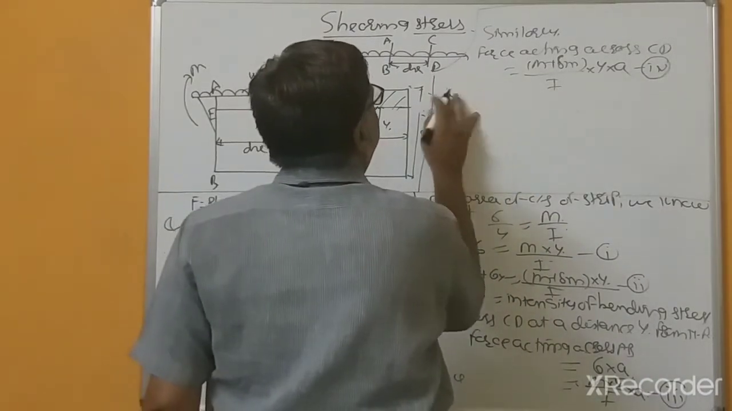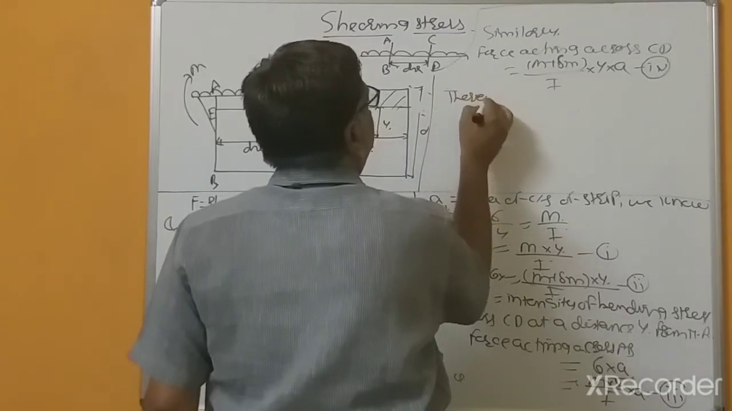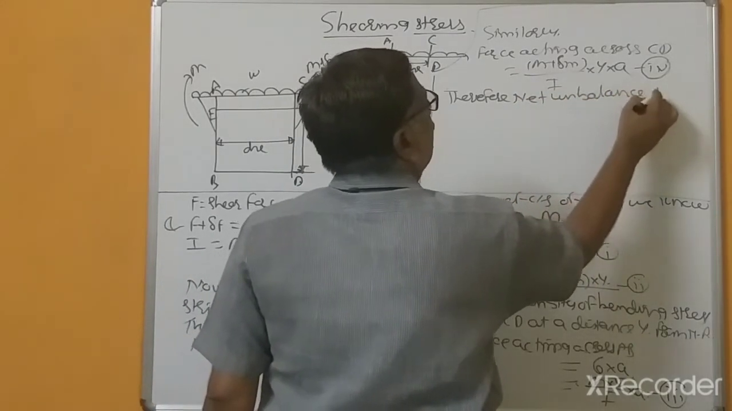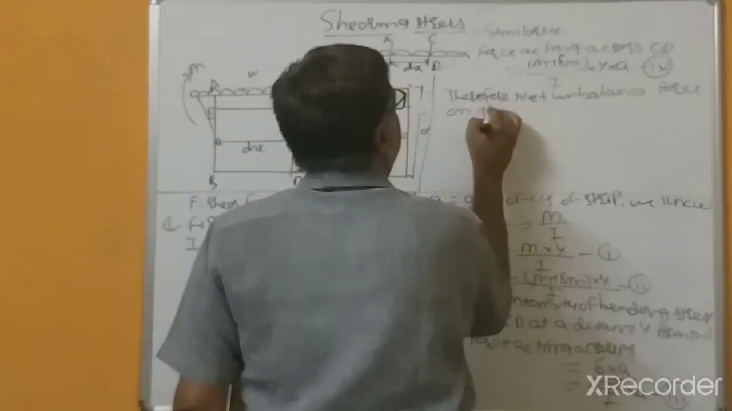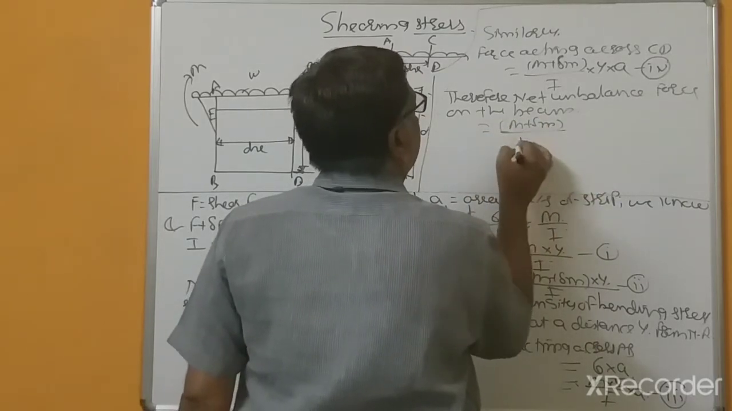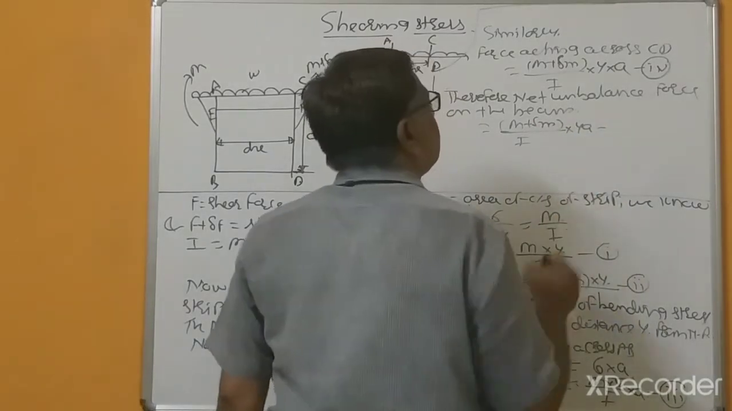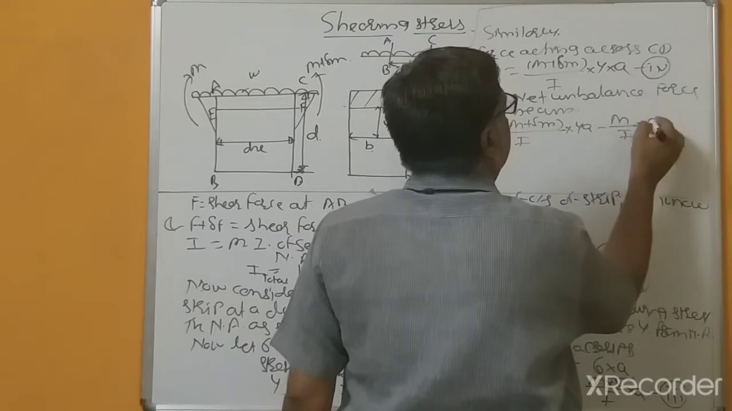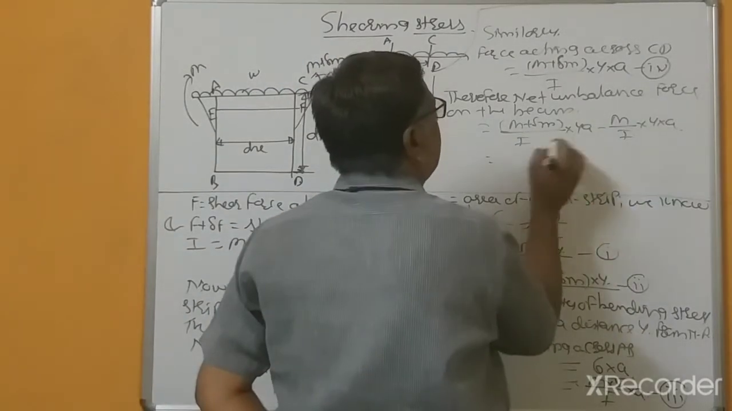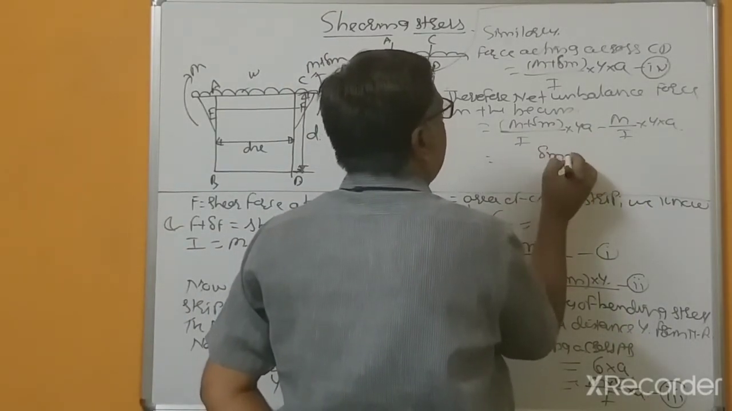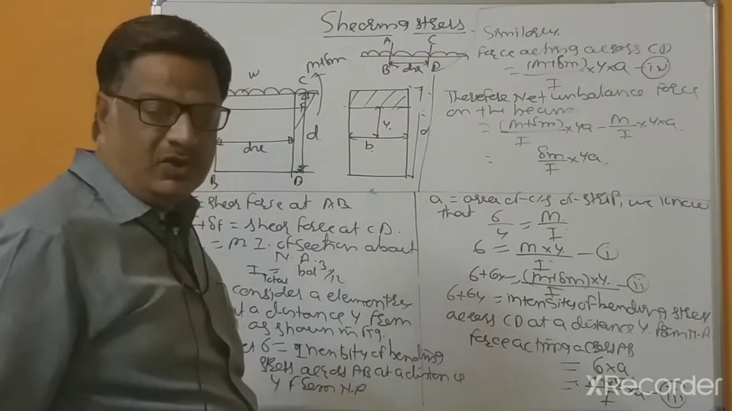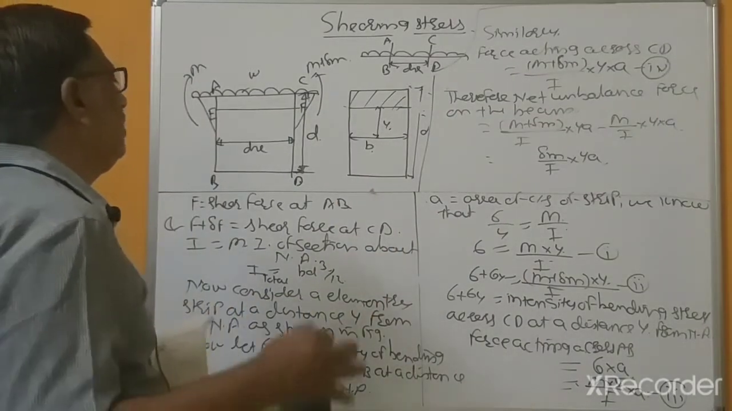Therefore, the net unbalanced force on the beam equals M plus delta M divided by I into y a, minus M y a divided by I. So here M gets cancelled, and we get delta M divided by I multiplied by y a, where a is the area of cross section of the small strip.